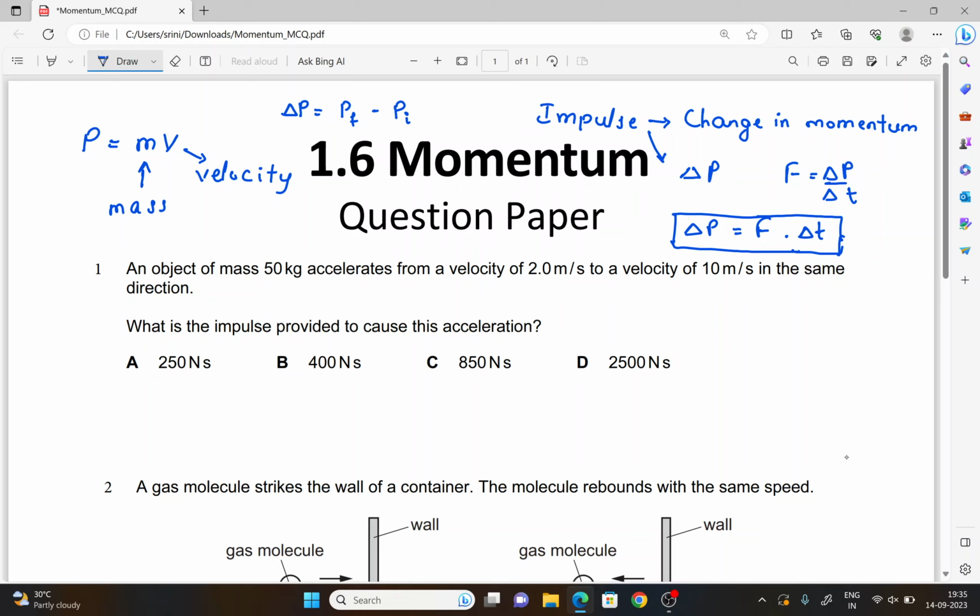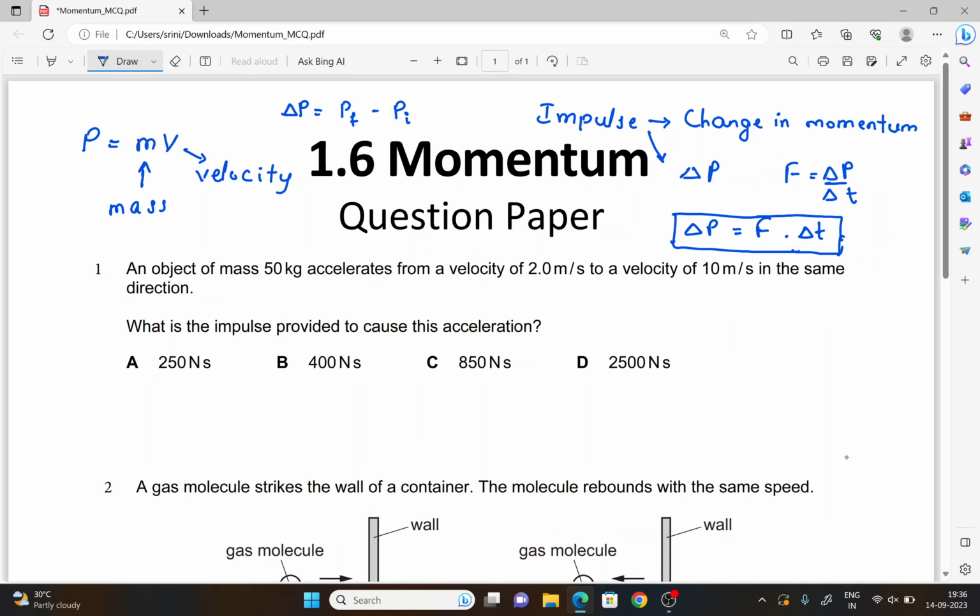First, we'll go through the first question. Let's read the first question. An object of mass 50 kg accelerates from a velocity of 2 meter per second to a velocity of 10 meter per second in the same direction. What is the impulse provided to cause this acceleration?